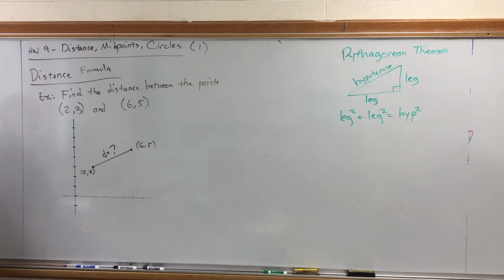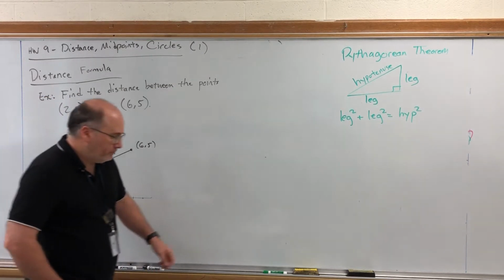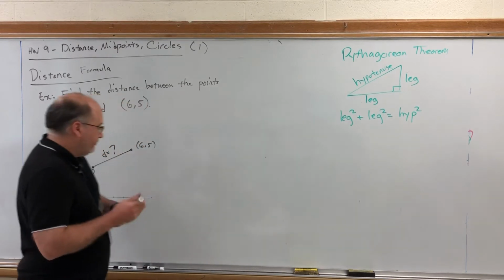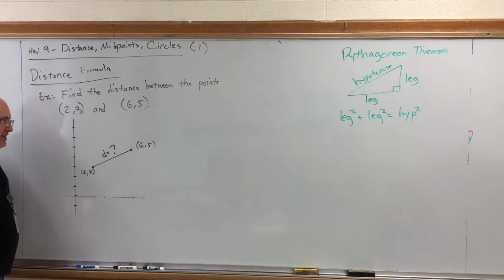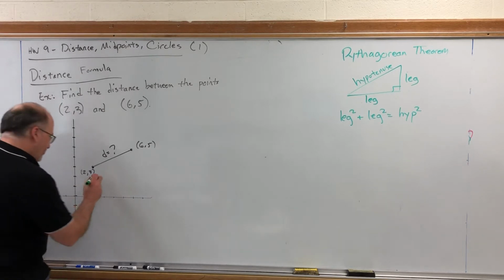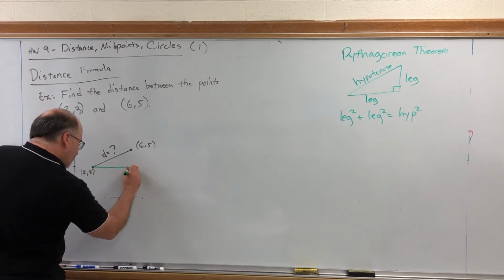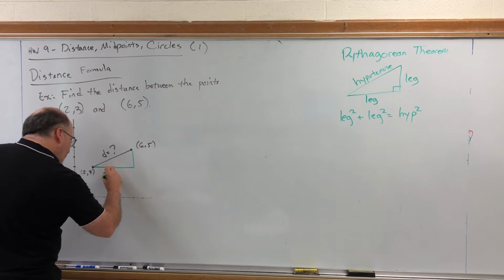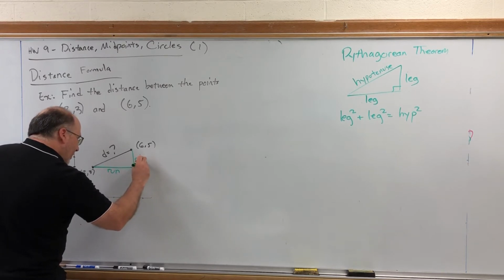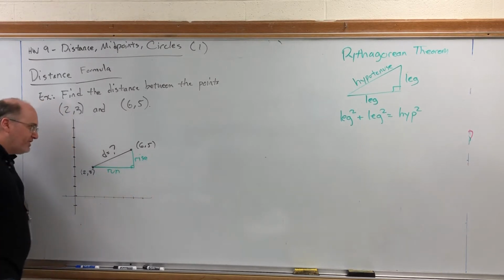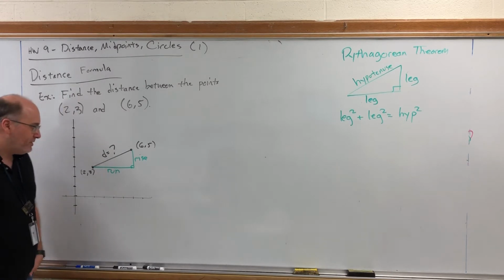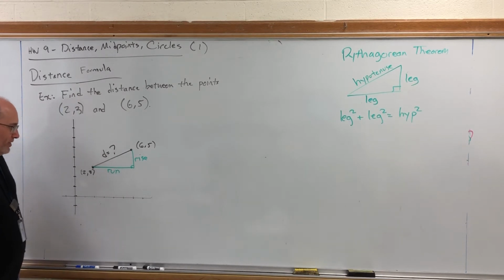How can I possibly use the Pythagorean Theorem on this picture? I don't even have a right triangle. But we can make one. If I were to ask you to calculate the slope of this line, you would probably calculate the run and the rise, which would represent the horizontal and vertical displacement from the first point to the second. Look, a right triangle, and I can do the Pythagorean Theorem on it.